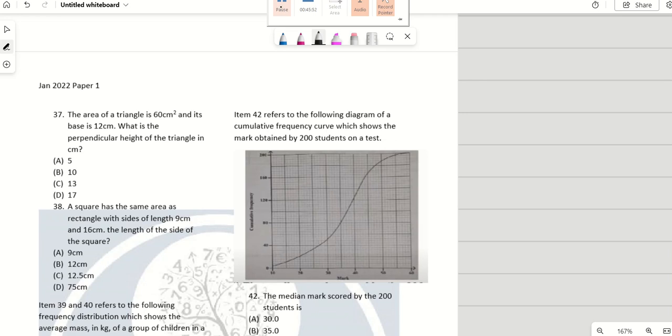What is the height? We know the area is base times height, all divided by 2, is equal to 60. So we know your base is 12. So 12 times your height would be equal to 60 multiplied by 2. So 12 times h is equal to 120. So 12 times what will give you 120? Your answer is B.